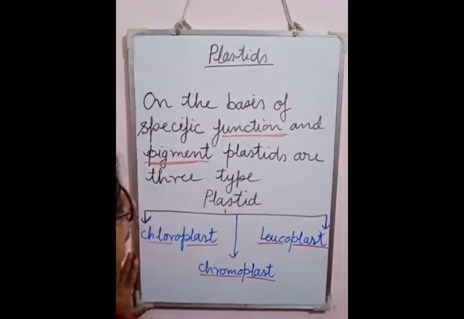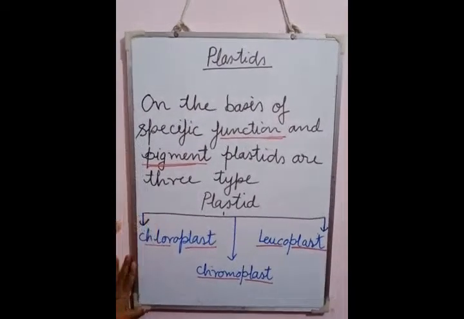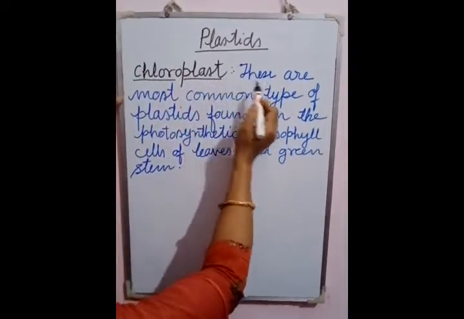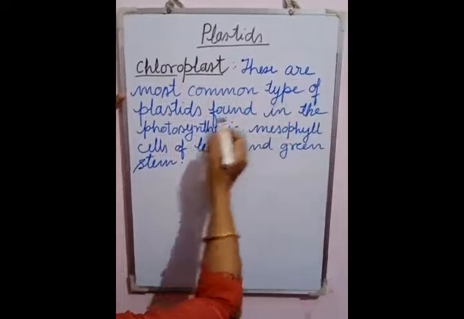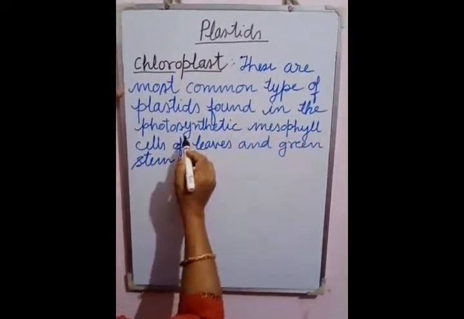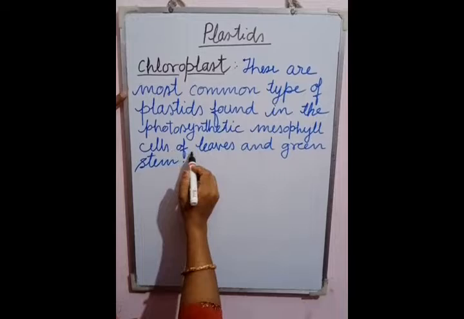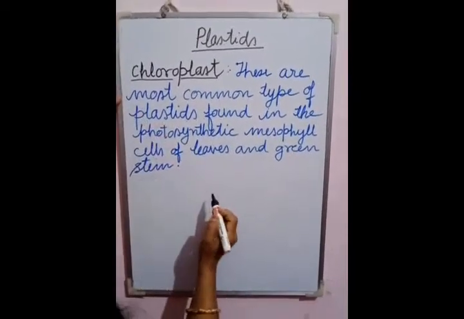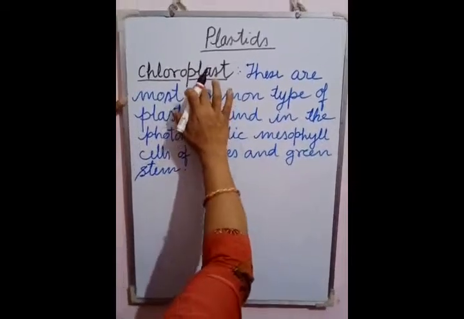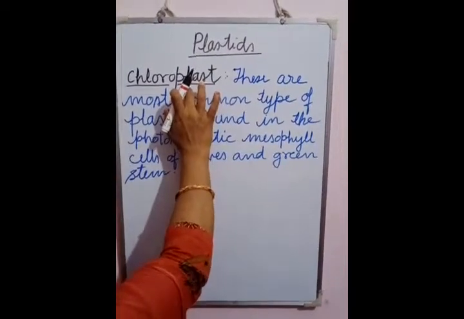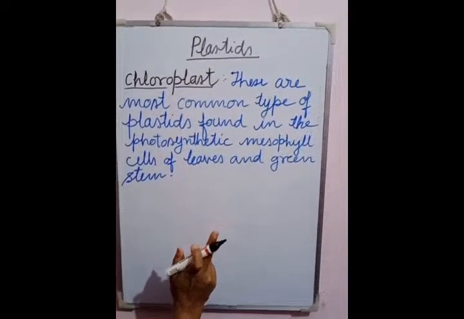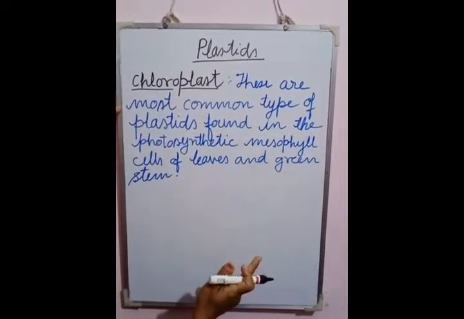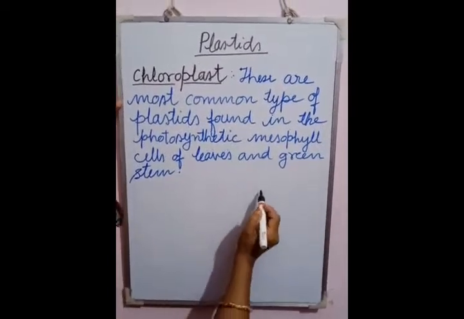Now come to the structure of the chloroplast. These are the most common type of plastid, found in the photosynthetic mesophyll cells of leaves and green stems. The chloroplast has a two-membrane structure made up of lipoprotein, and the outer membrane has less protein and is more permeable.